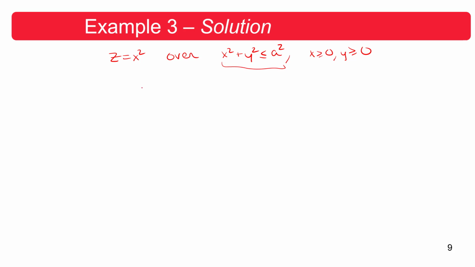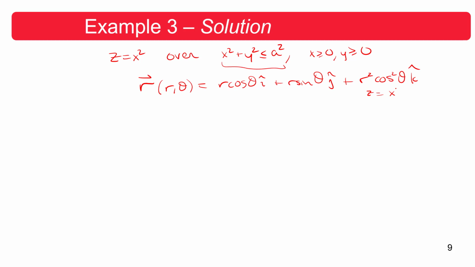So we need to parameterize S, the surface, which I think I will do using radius and angle, and that will be r cosine theta i, which is always x, plus r sine theta j, which is our y, and then z is x squared, so r squared cosine squared theta k, right?